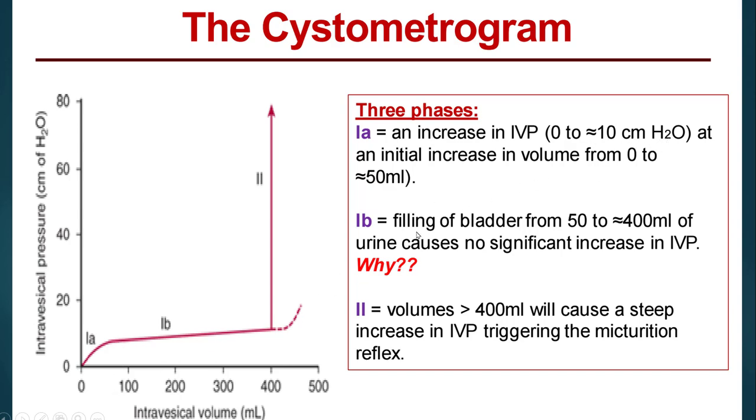In phase 2, 1B, filling of the bladder from 50 to 400 ml of urine causes no significant increase in intravesical pressure. You can see that it remains the same from 50 to 400 ml or 300 ml. And in phase 3, when volume exceeds 400 ml, there is a step increase in the pressure, which triggers the micturition reflex.